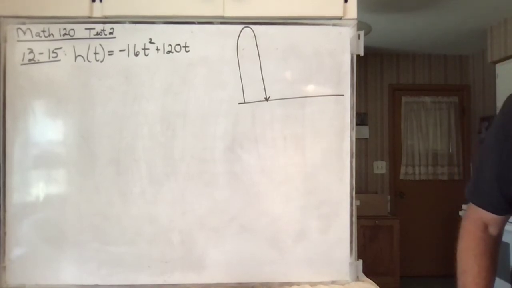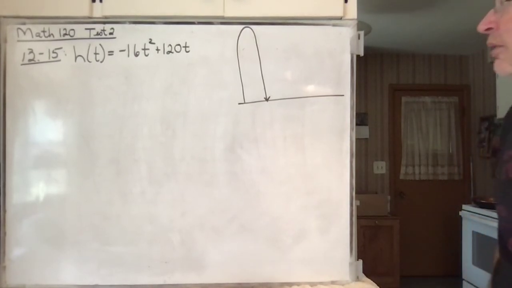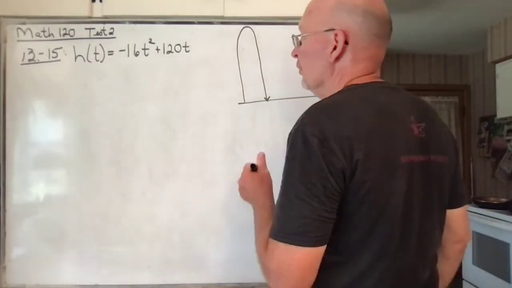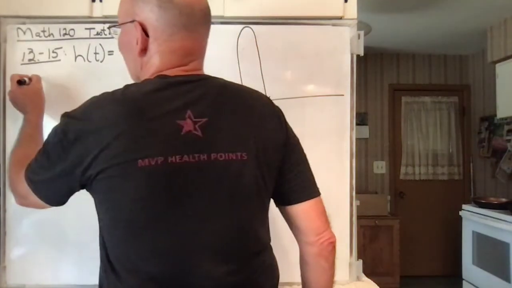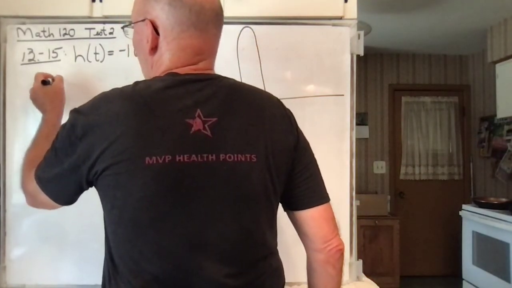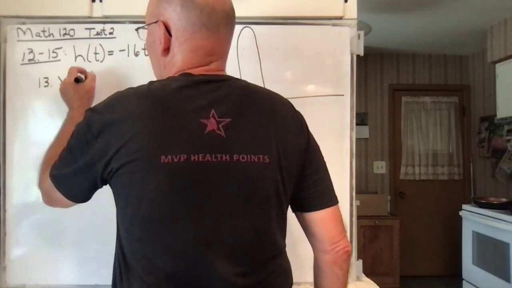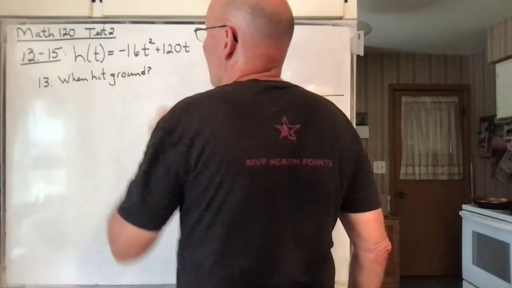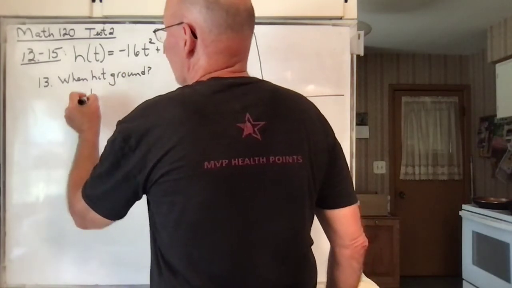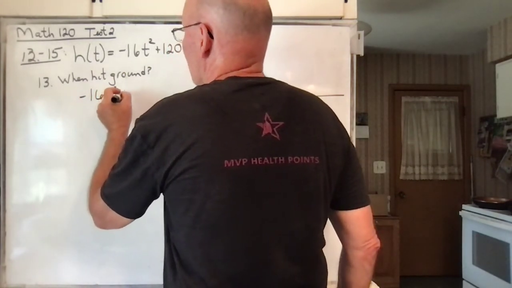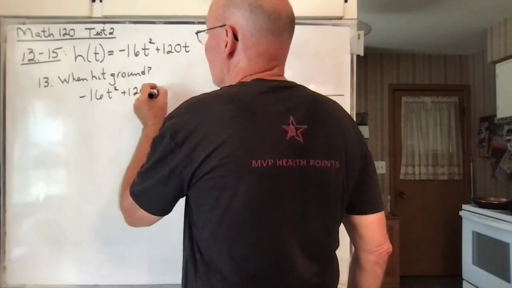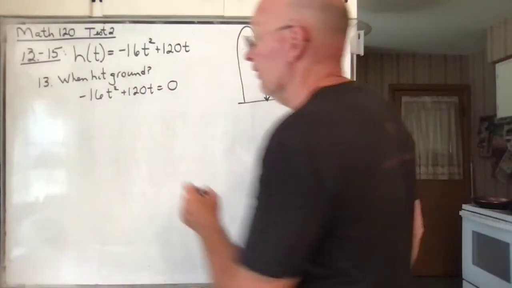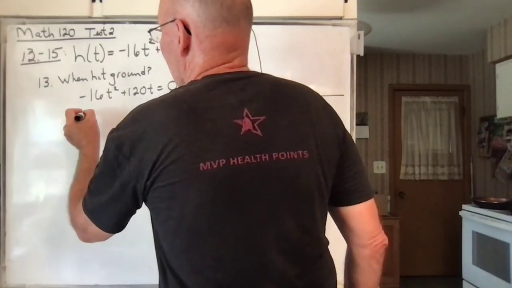The first question we have is, when does it hit the ground? So we want to know, when is the height going to be equal to 0? This is number 13: when does it hit the ground? That's going to be when negative 16t squared plus 120t is equal to 0. Well, the easiest way to take care of this one is just to factor.